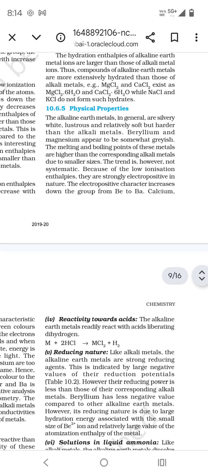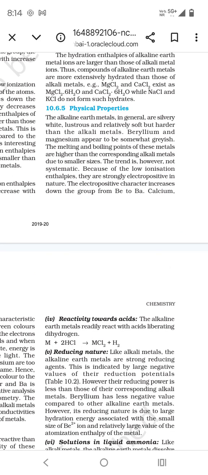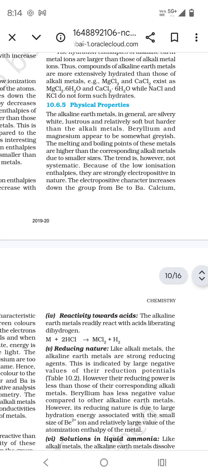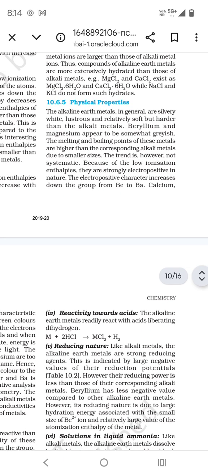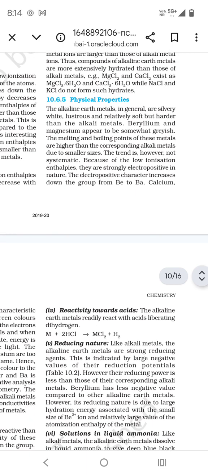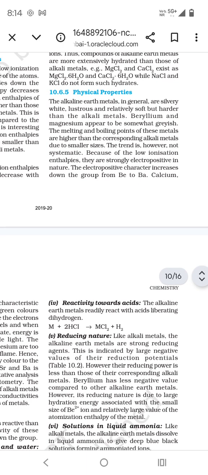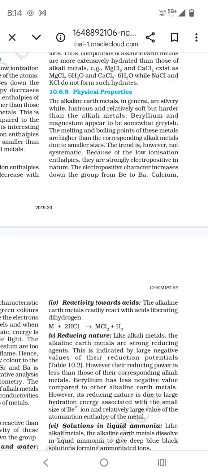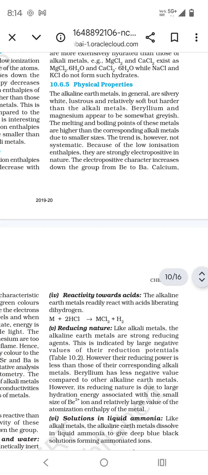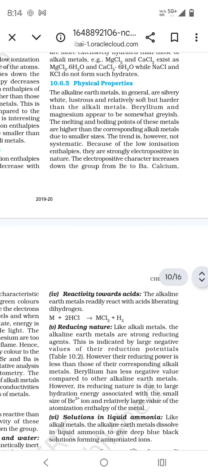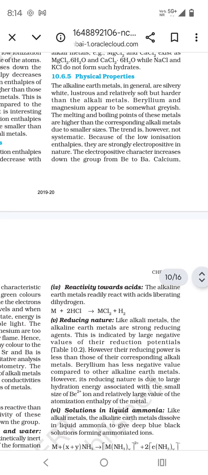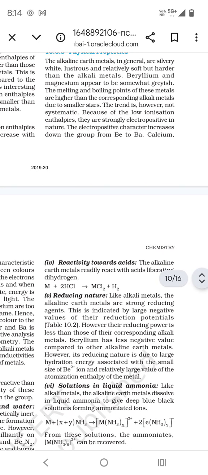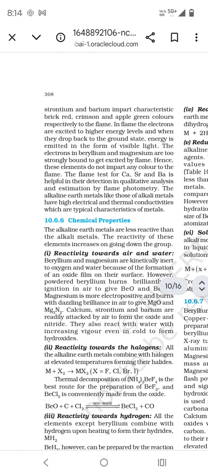Physical properties. The alkaline earth metals in general are silvery white, lustrous, and relatively soft but harder than alkali metals. Beryllium and magnesium appear to be somewhat greyish. The melting and boiling points of these metals are higher than the corresponding alkali metals. Because of the low ionization enthalpy, they are strongly electropositive in nature. The electropositive character increases down the group from beryllium to barium.